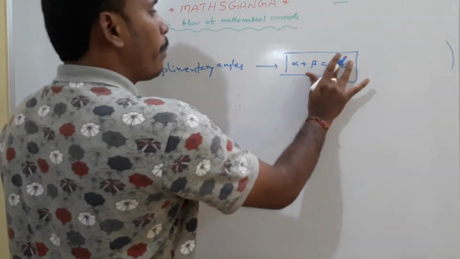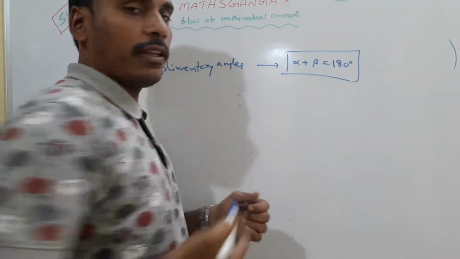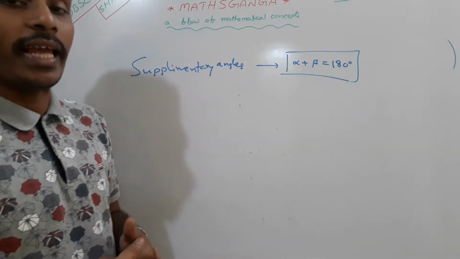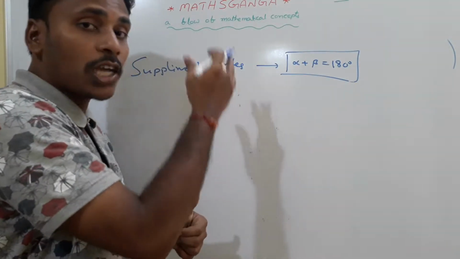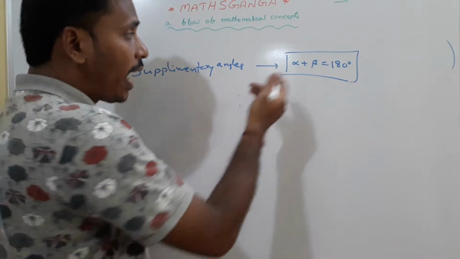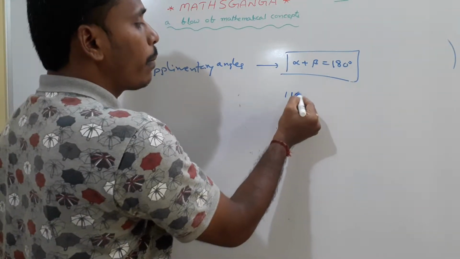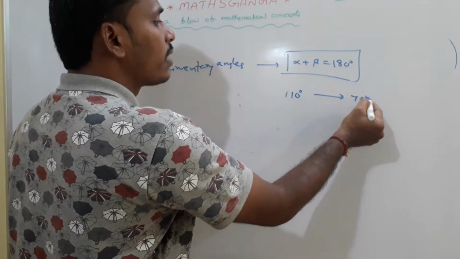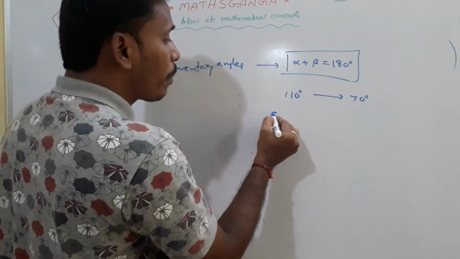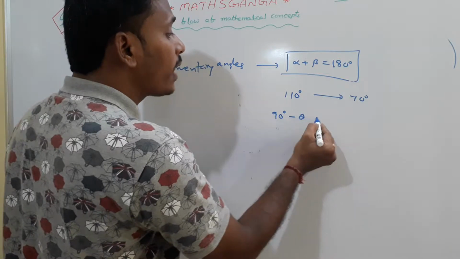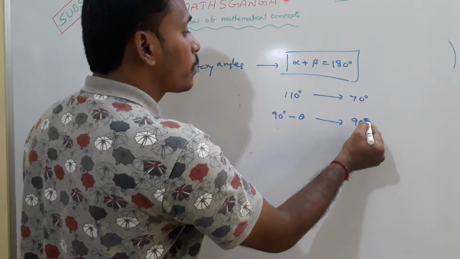Supplementary angles. A pair of angles are said to be supplementary if the sum of those angles is 180 degrees. If the sum of two angles is 180, one angle is called the supplement of the other. And it is very clear that the supplement of 110 degrees is 70 degrees because the summation is 180. And the supplement of 90 degrees minus theta is 90 degrees plus theta.